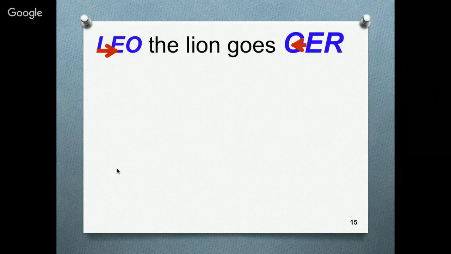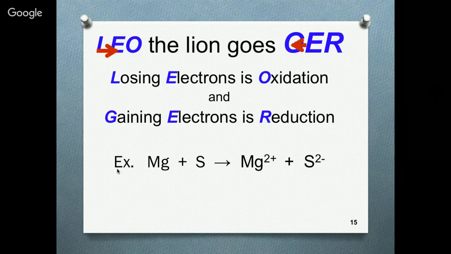Leo the lion goes grr. What does that stand for? When you lose electrons, it's oxidation, and when you gain electrons, it's reduction. So just using the acronym will at least give you the definition of what the word means. Oxidation is losing electrons, reduction is gaining electrons. All right, then we have these arrows. I like to use these arrows for 2 reasons. We'll talk about the first one here.